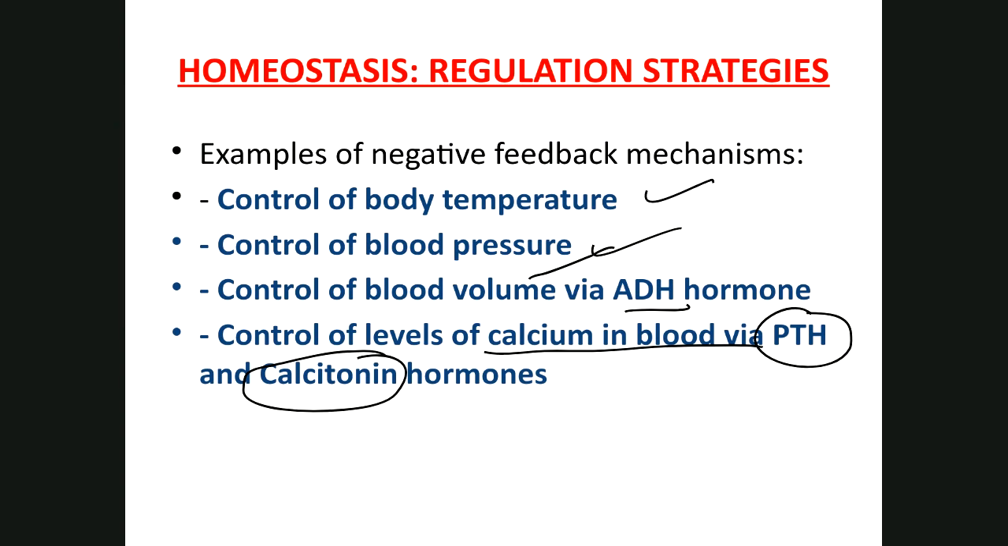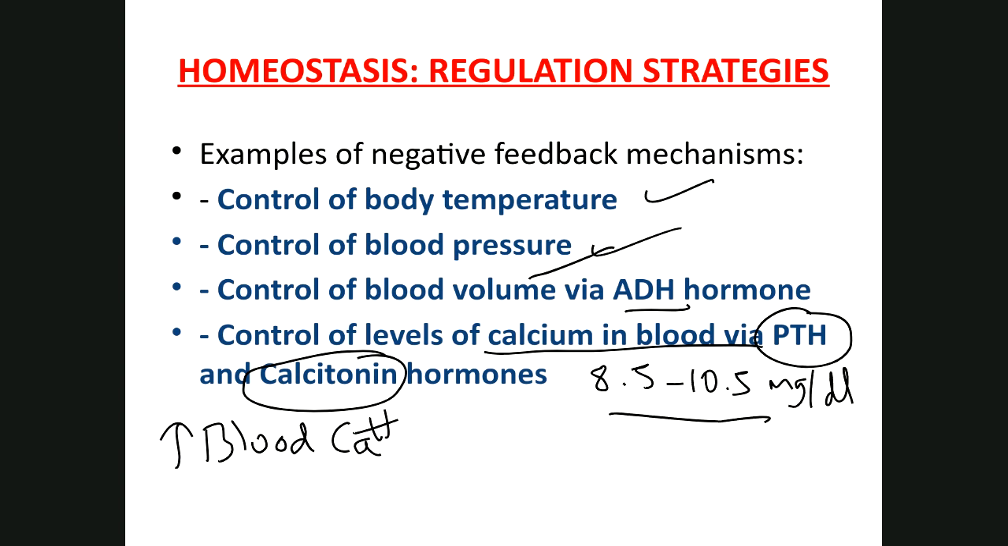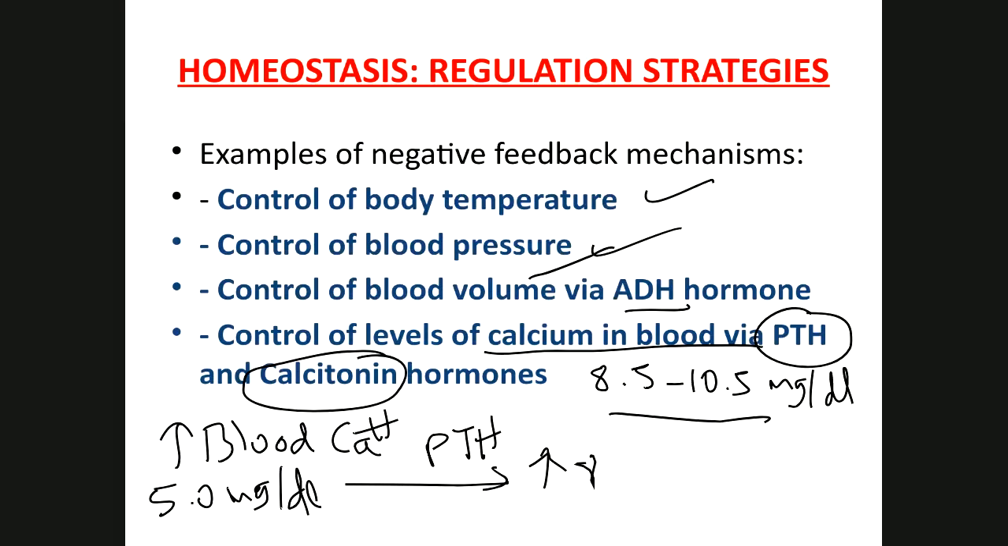And for example, if blood calcium increases to levels that are higher than the homeostatic ranges, and the homeostatic ranges could be something like 8.5 to 10.5 milligrams of calcium per deciliter of blood. So these are the normal values. If blood calcium becomes something like 5.0 milligrams per deciliter, that's too low. Now a hormone will kick in, PTH, that will bring the calcium levels back up to normal values.